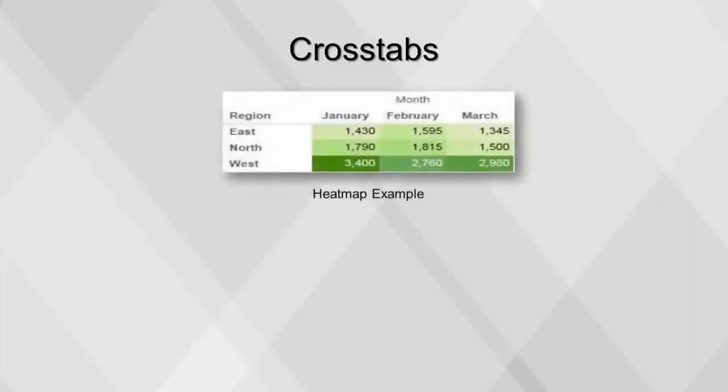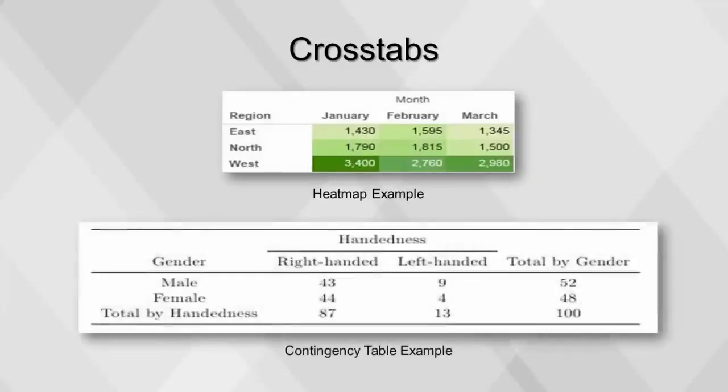Crosstabs are an effective way to summarize and present data, as trends within the data are easier to identify. In data visualization, color is added to build a heat map. Crosstabs are also used in statistics to build contingency tables.